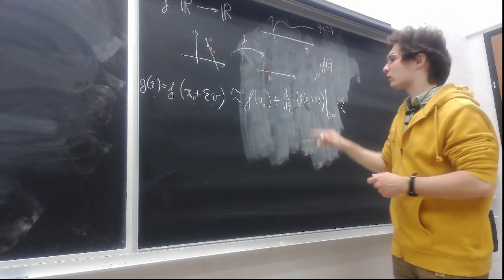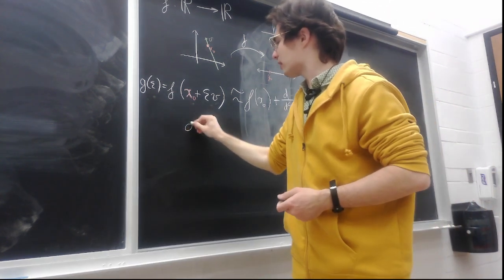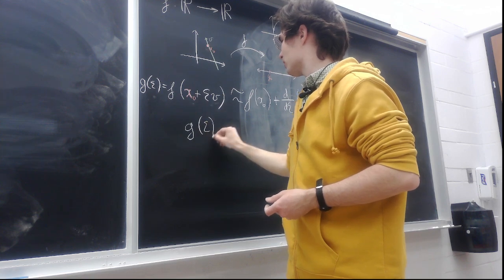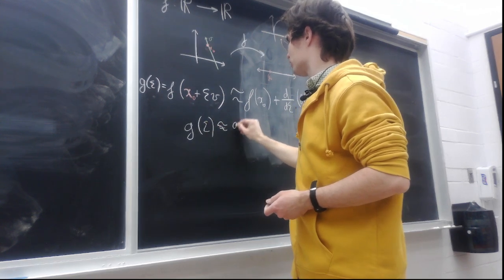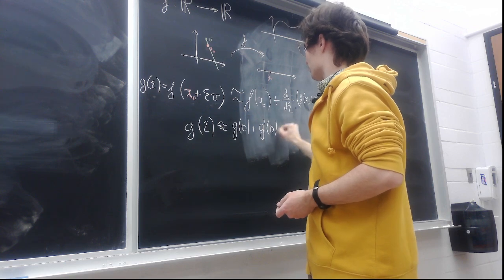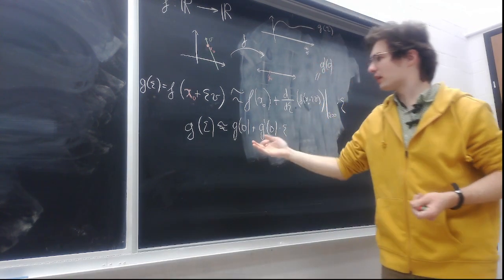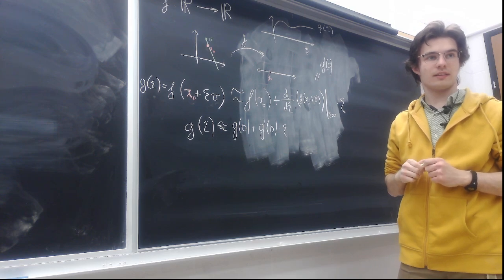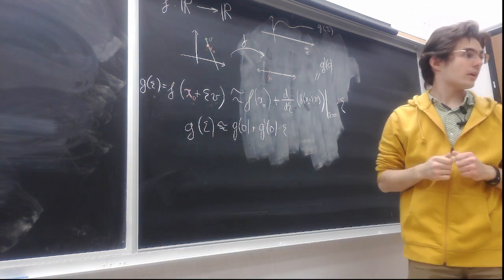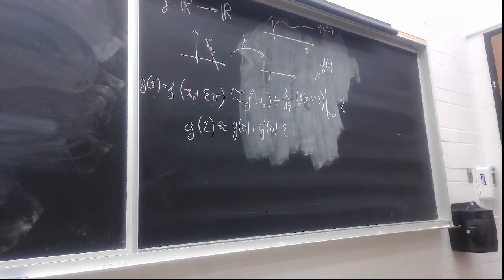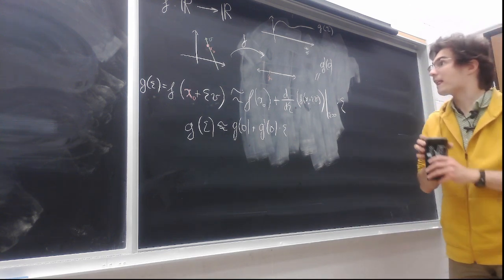And so what this is saying is that g of epsilon is approximately equal to g at 0 plus g prime at 0 times epsilon. Yes? So this is the same thing as this. Do people see why? Yes? Okay.